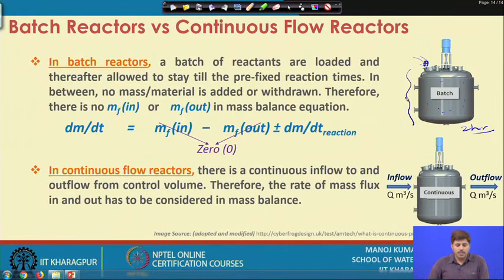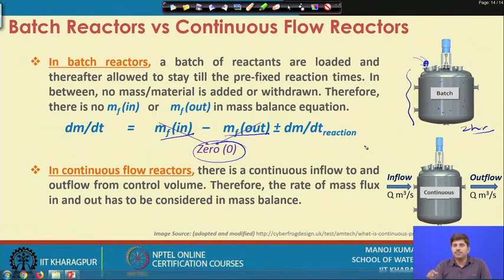Now, if you see the classic mass balance equation, dm/dt is mass flux in minus mass flux out plus or minus rate of change of mass due to reaction. Since there is no inflow and no outflow, these terms are 0 and the equation becomes very simple. dm/dt is equal to whatever the rate of change is because of reaction, which will be the only thing changing the content in the reactor, because you do not have any inflow or outflow. So, there is no dilution, no concentration, nothing else happening in the system.